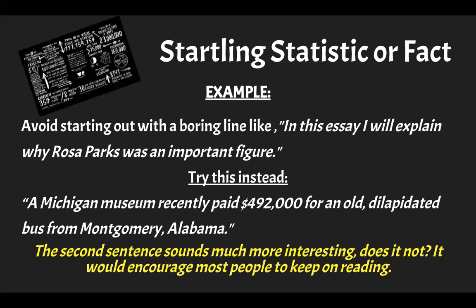Try something like this. A Michigan museum recently paid $492,000 for an old dilapidated bus from Montgomery, Alabama. And then you would launch into why it was significant. Why would somebody want to buy a bus for what they could buy a nice house for, especially in Texas? So tell me more. I want to know what it is. Is it the magic school bus? What is it? And then you would launch into the story of Rosa Parks, who did not give up her seat on the bus back in the year I was born, actually.